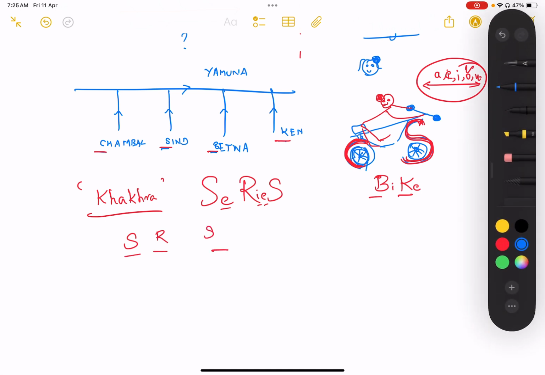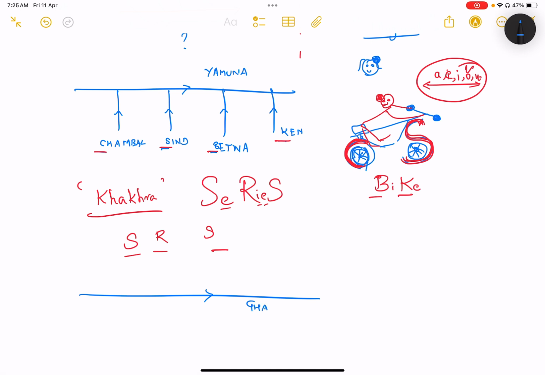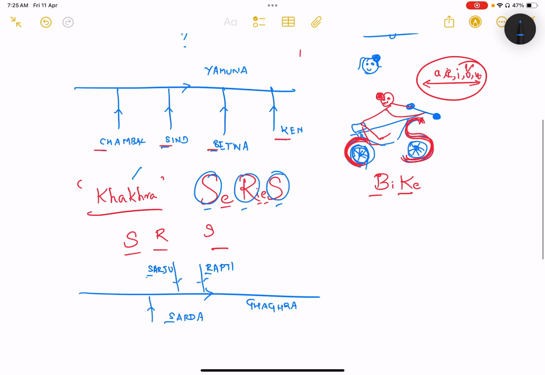So what are they? Well, for Gagra, the three tributaries are we have river Sarda, and after Sarda we have Sarju, and then Rapti. So there we go. S, R and S. We can easily remember the tributaries. So you're eating kakra and you're watching a series. That's one simple way to remember. If not, I have another method also.